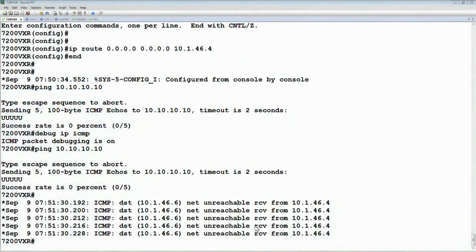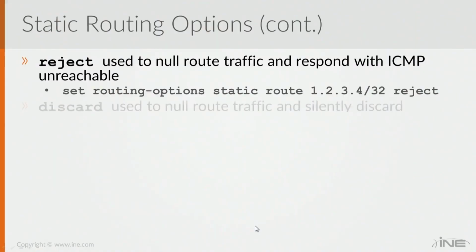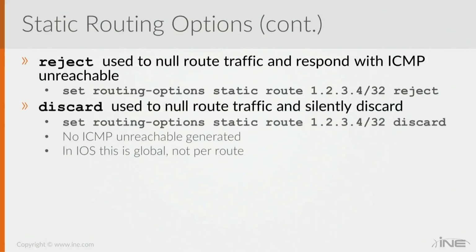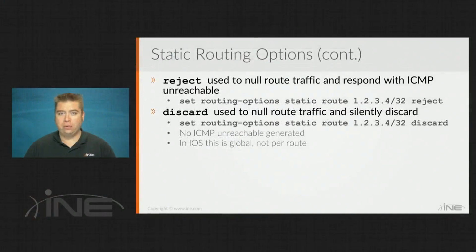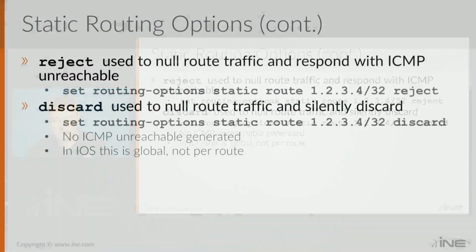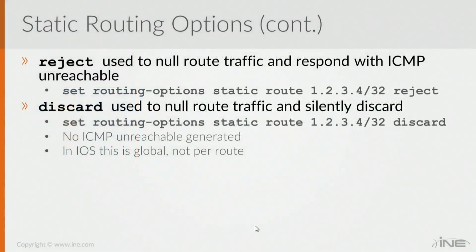Now, if we were to say instead of reject, discard, discard means that you are still going to drop the traffic, so you're null routing it, but you are going to silently discard it. And this is a different behavior than IOS, where in IOS you would globally say no ip unreachables, or at the null zero interface say no ip unreachables, and that would turn it off globally for the system. But in the case of JunOS, you can say on a per route basis, do you want to just silently discard the traffic, or do you want to discard it and then reply back with unreachable?